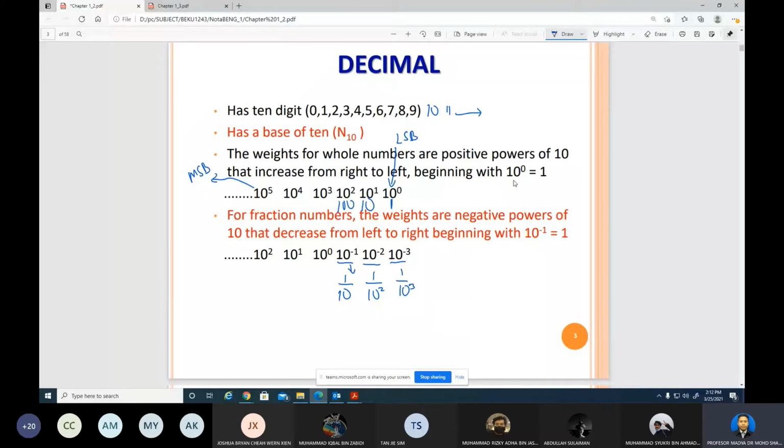I think all the numbering systems will be the same, for example octal and hexadecimal, but the difference is the base. For example, hexa is base 16. That means 16 power of 0, 16 power of 1, 16 power of 2, and so on. If less than 0, we start at 16 power of -1, 16 power of -2, and so on. That is the sequence for the numbering system.